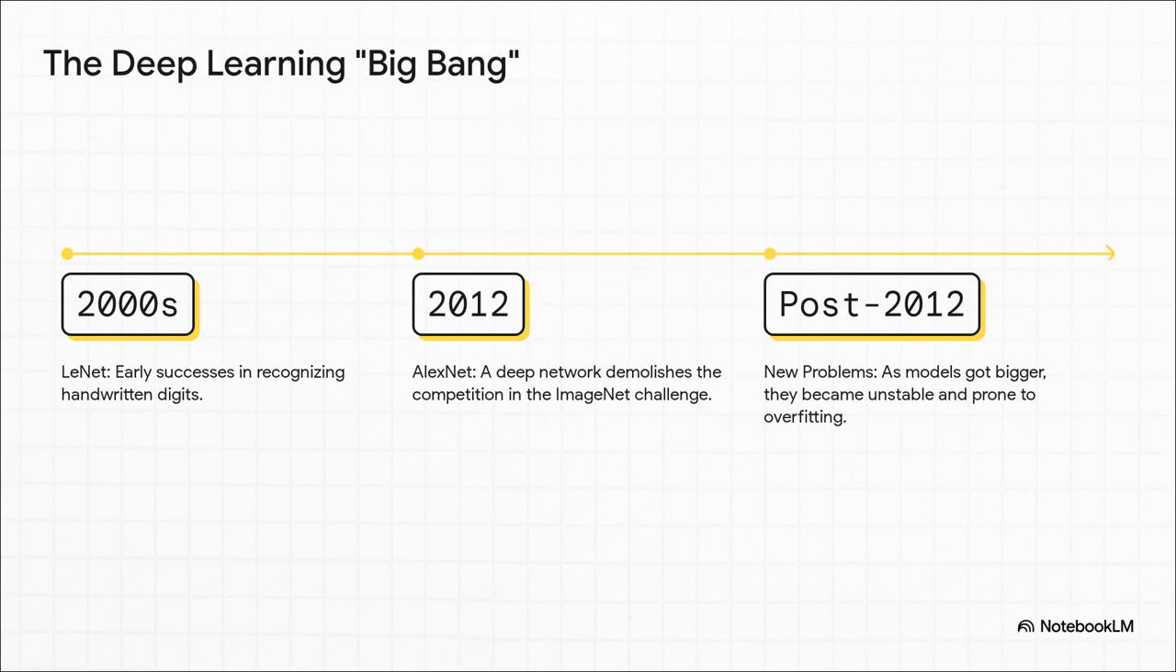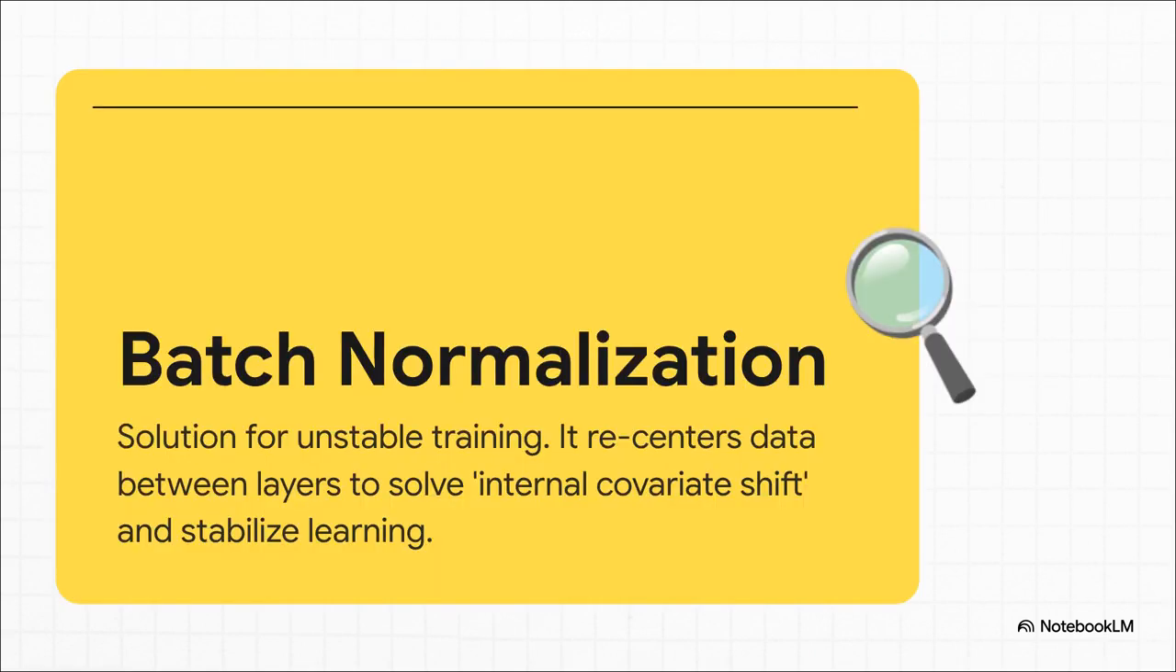So once we had backpropagation, things just exploded. After some early wins like LeNet recognizing handwriting, the real Big Bang moment, that was 2012. A model called AlexNet didn't just win the world's biggest image recognition contest, it absolutely demolished the competition. It was the proof everyone needed that deep networks were the future. But this huge success brought on huge new problems. The models were so deep now that they were unstable, and they loved to do something called overfitting.